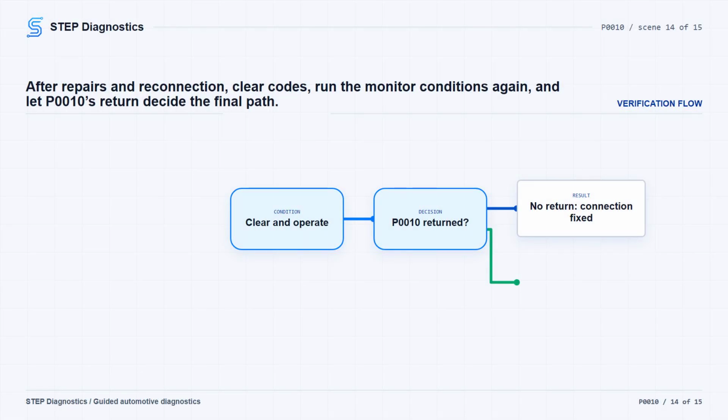Reconnect everything fully, make sure the locks are engaged, clear the codes, and operate the vehicle under the monitor conditions again. If P0010 does not return, the wiring or poor connection problem has been repaired. If it does return after these checks, the diagnostic path supports replacing and programming the PCM, followed by repair verification.